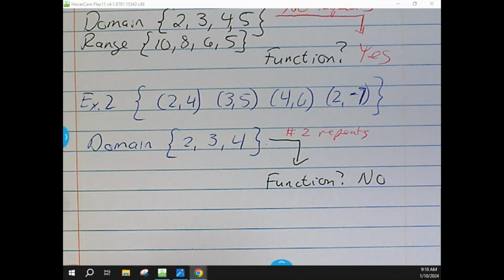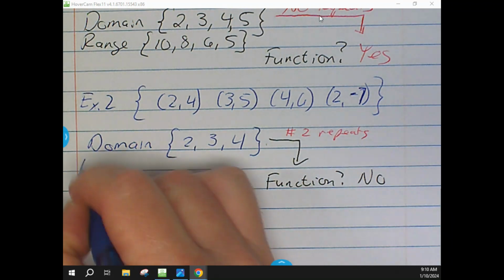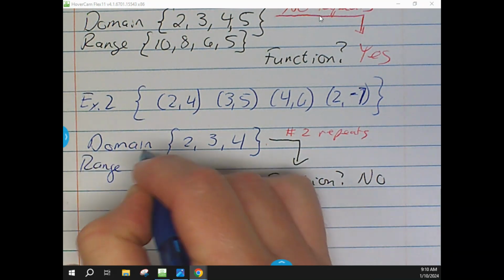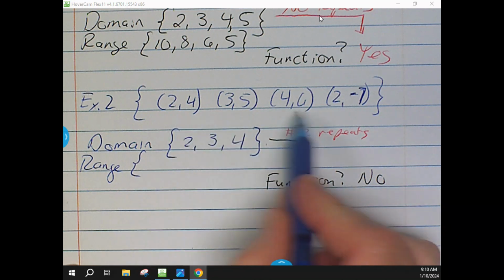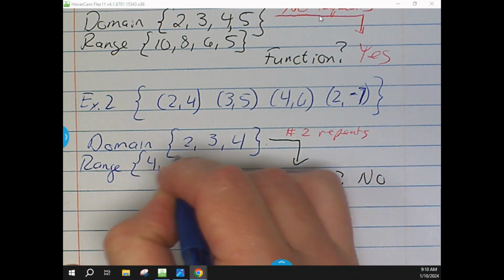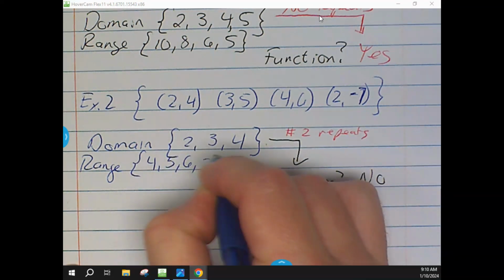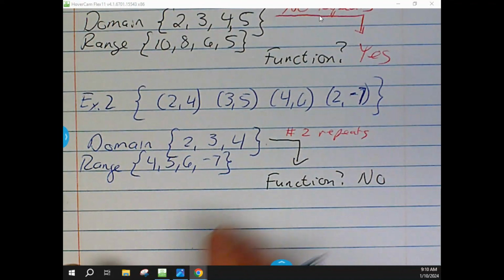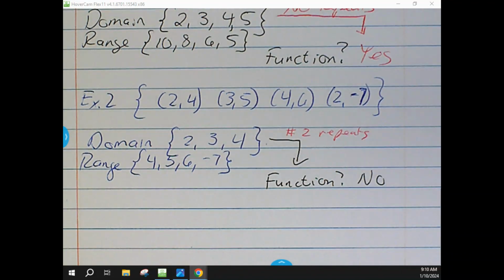Now they're still going to have you go ahead and list your range. So we've got 4, 5, 6, and -7. So we can go 4, 5, 6, -7. Okay, so there's where they'll give it to you as a list.